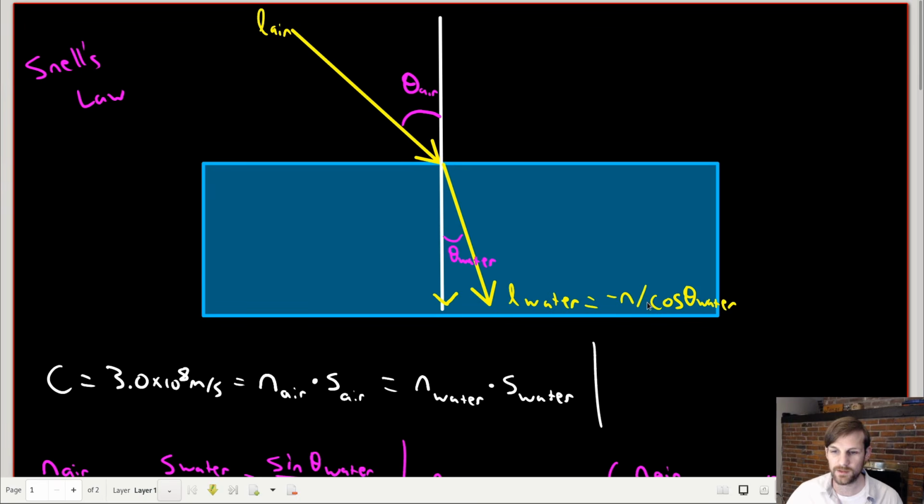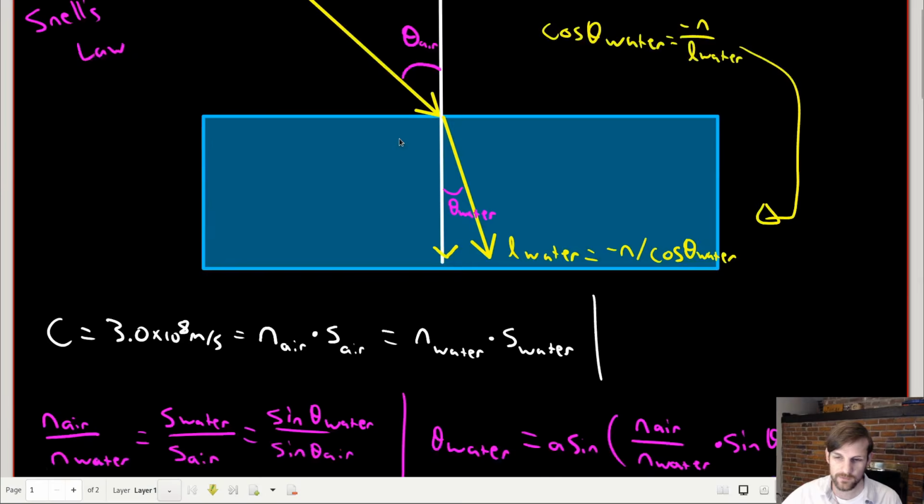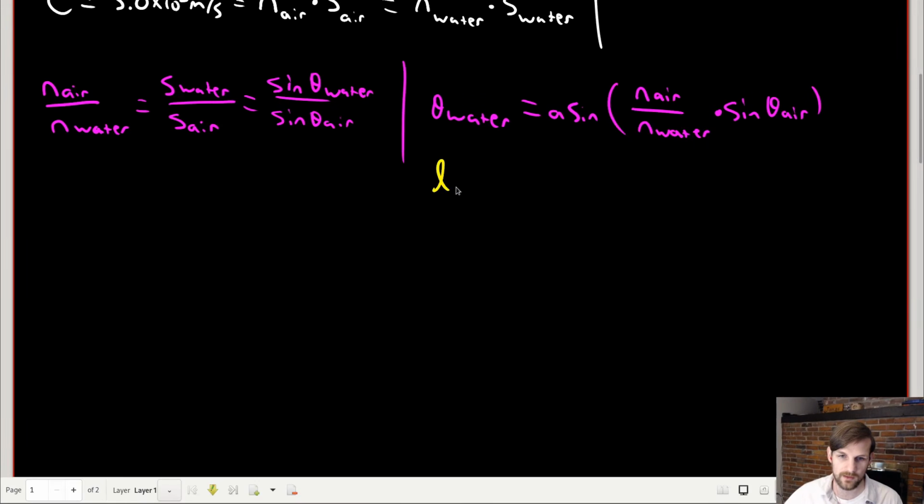If you're having trouble conceptualizing this, remember that cosine is just going to be the adjacent over the hypotenuse, right? So cosine of theta water is just going to be equal to, again, adjacent, which is going to be the negative normal, over the hypotenuse, which is L. Rearranging this equation, you get this equation down here. So now let's write that down as well over here. So we know L of water is going to be equal to the negative normal over cosine of theta water.